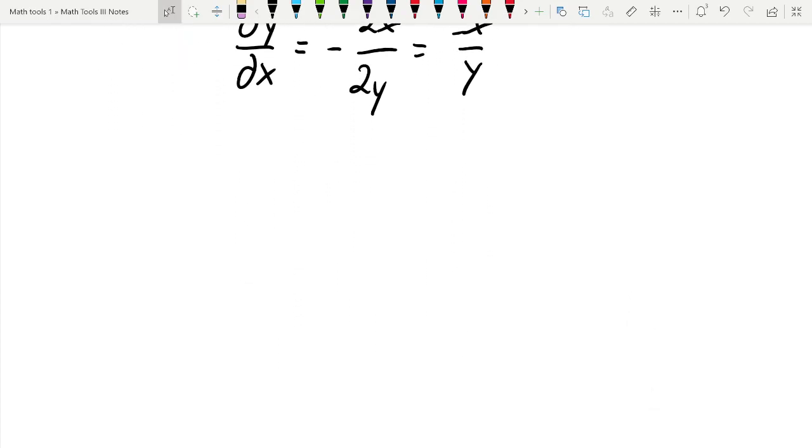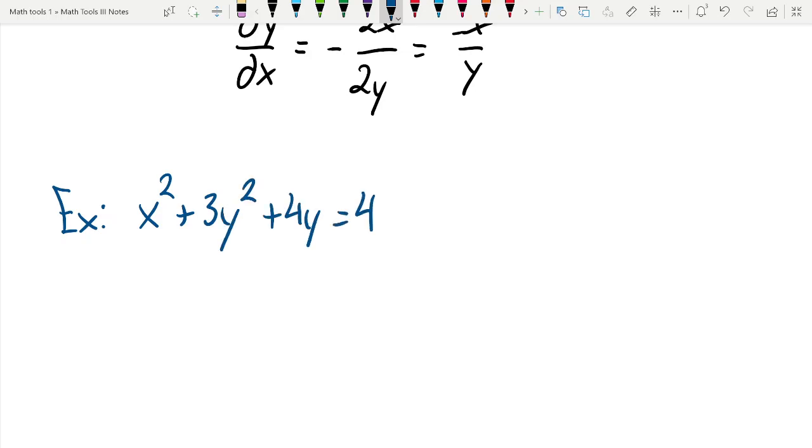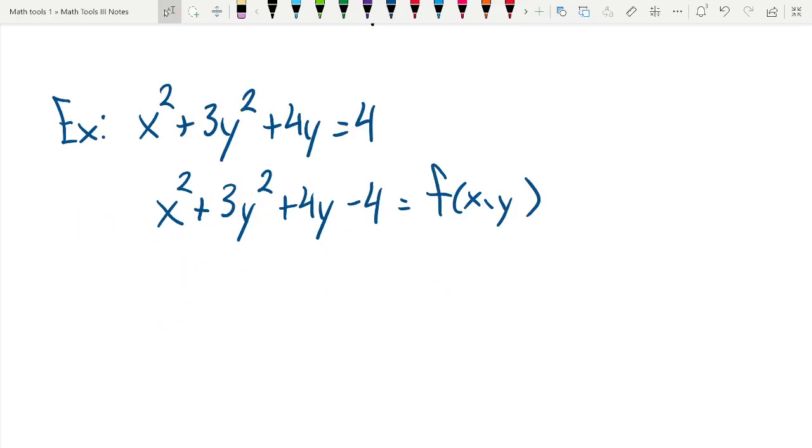So just to look at another example here. If we have x squared plus 3y squared plus 4y equals 4, so this describes an ellipse, then what we do is we take the equation with everything on one side. So we subtract 4 from both sides, and we set that equal to f of x, y. So we call this a function f of x and y.